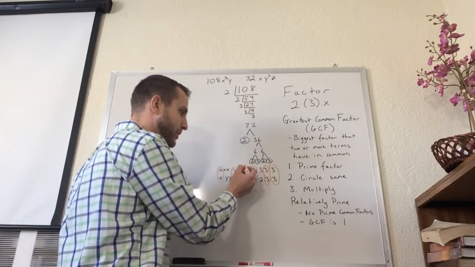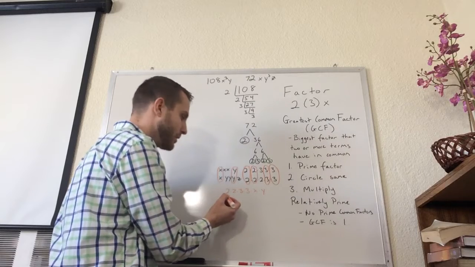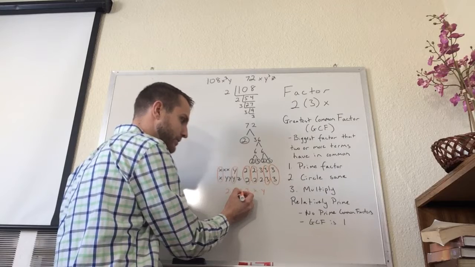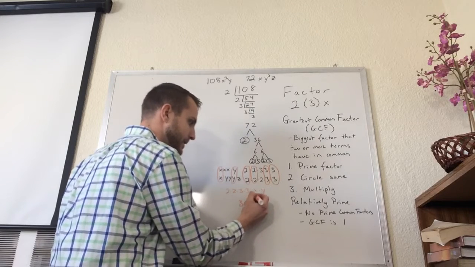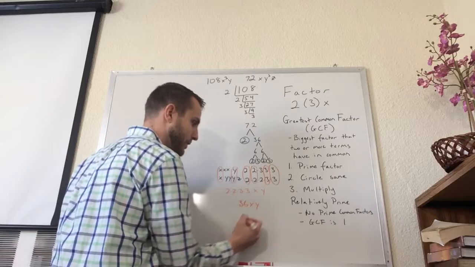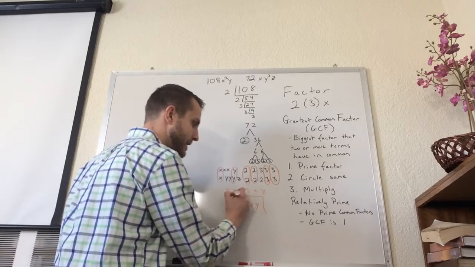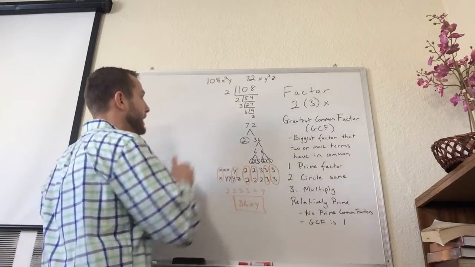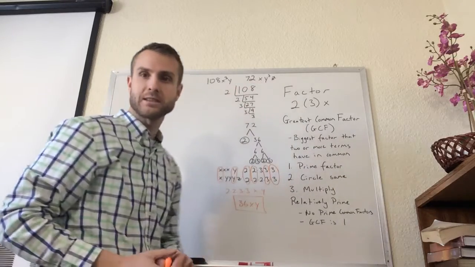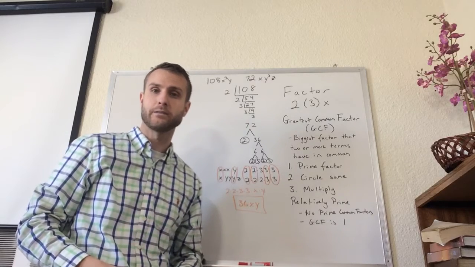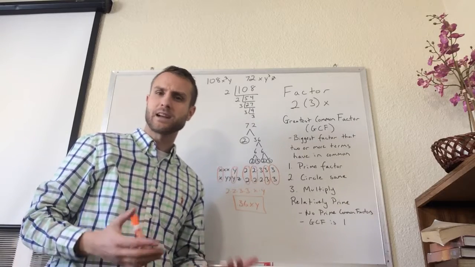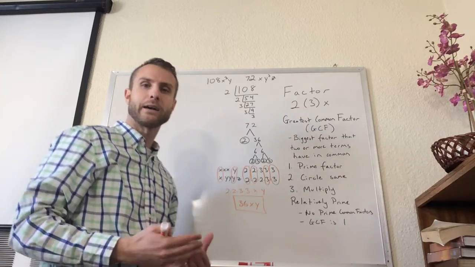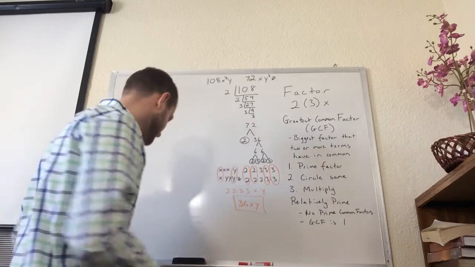So if they both have a 2, then I write 1, 2. Now I'm going to multiply. 2 times 2 is 4. 4 times 3 is 12. 12 times 3 is 36. And then I have 1x and 1y. So my greatest common factor is 36xy. Notice I can divide both of these by 36xy, and that's the biggest number I can divide both of those by. Now let's talk about how to factor when I have a binomial, how to factor out a monomial.